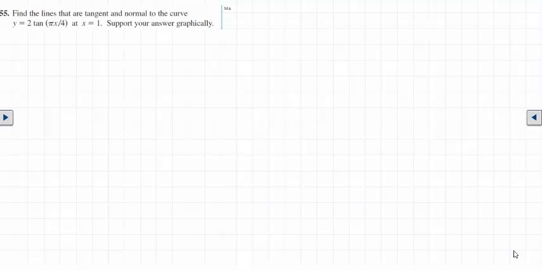Right, this is number 55 from section 3.7. Find the lines that are tangent and normal to the curve of this function at x equals 1. Support your answer graphically. So let's start.